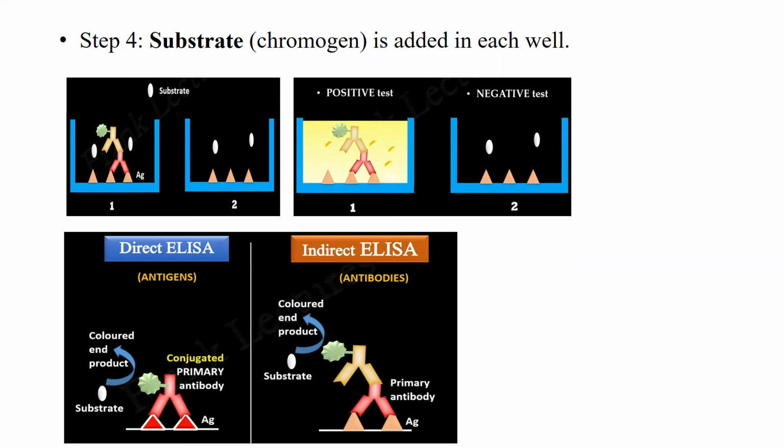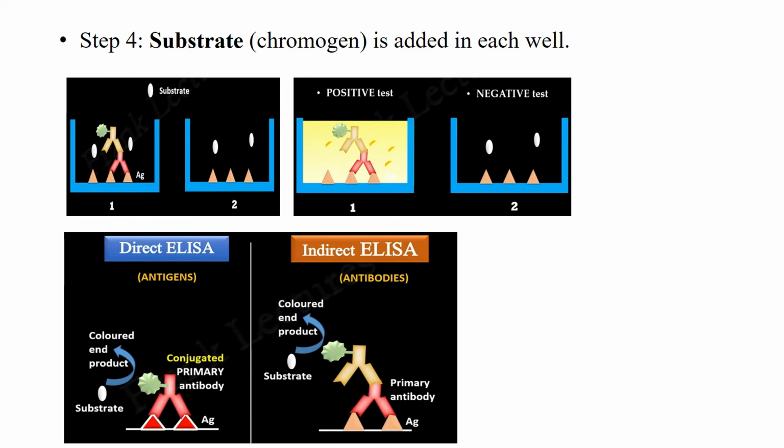And if you look at the second well, there is no color formation because of the absence of primary antibody. Because of that, there is no binding or attachment with a secondary antibody. So there is no enzyme present, so it can't react with the substrate, so no color change has formed, so it can be considered a negative test.